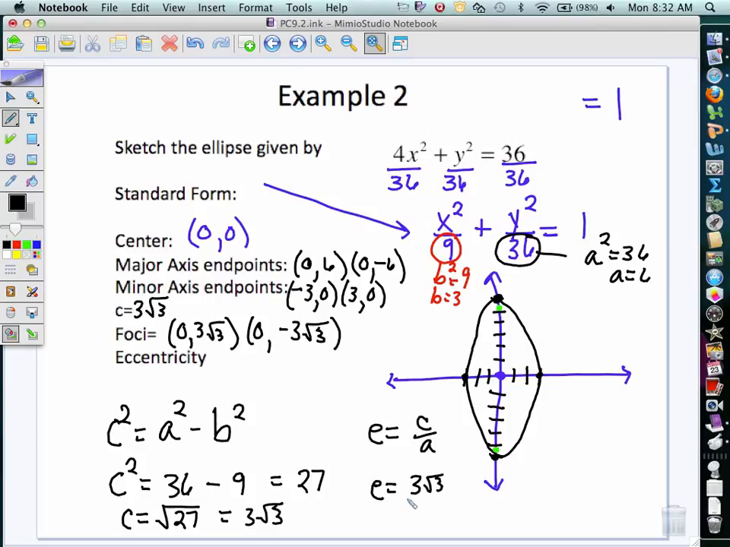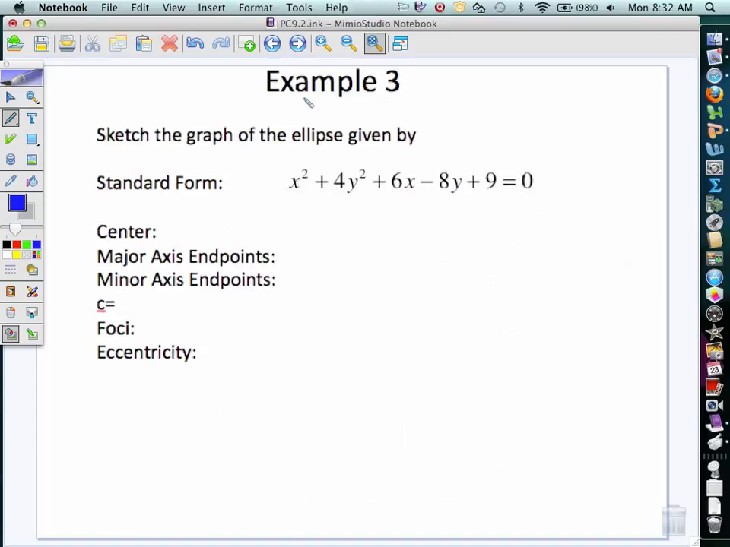All right, and finally, the eccentricity. E would equal c over a. So E is equal to 3 square roots of 3 over the a value. And the a value is how long the axis is, or how long the a value is. So here's my a, which is 6. So 3 square roots of 3 over 6, which is the square root of 3 over 2. So there's your eccentricity. And that's all the important parts for this problem.